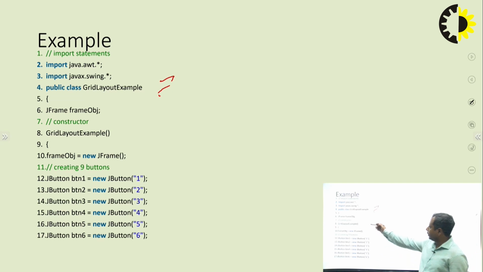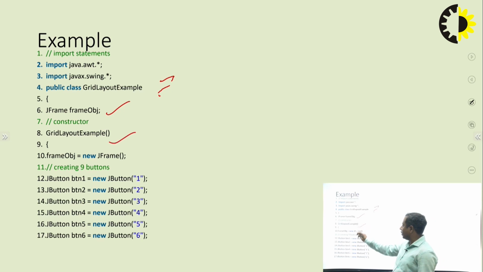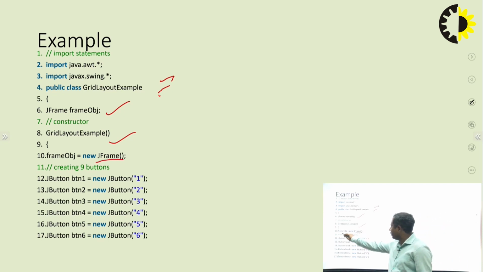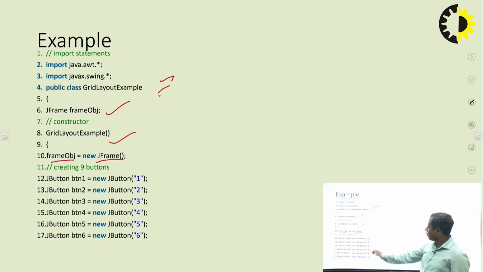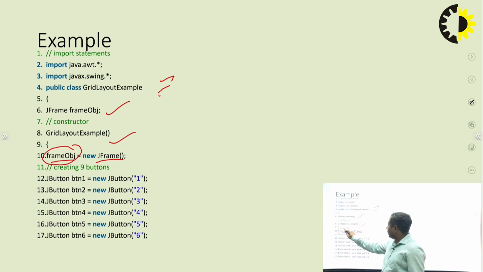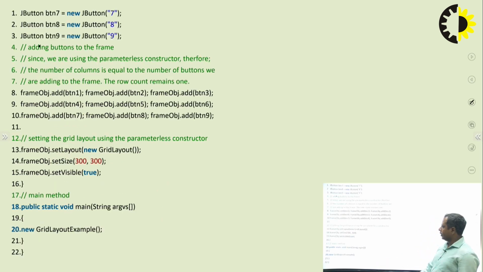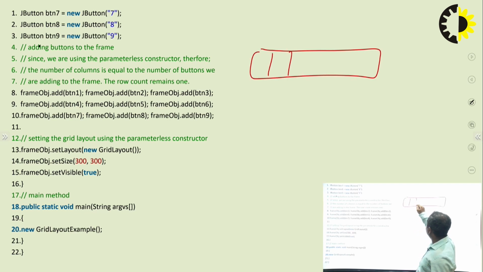Here we can see that a frame class reference variable is created. When this class constructor executes, the default constructor, that means the parameterless constructor, will execute. A JFrame object will be created, the frame object. This will be initialized by the constructor, and we create some buttons in this class. The button names are 1, 2, 3, 4, 5 and 6 using the JButton class, and there are some more buttons 7, 8, 9. That means 9 buttons will be created using JButton.